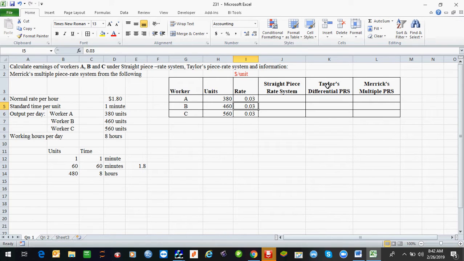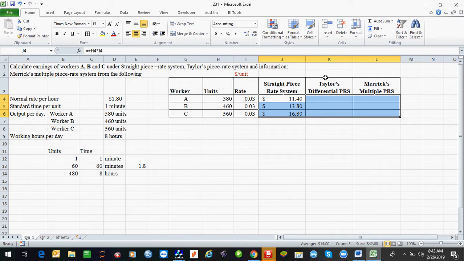So using the straight piece rate system, A is going to get 380 times 3 cents, B 460 times 3 cents, C is equal to 560 times 3 cents. So A is going to get $11.40, B $13.80, C $16.80. Let me put dollar amounts there. So that's that.